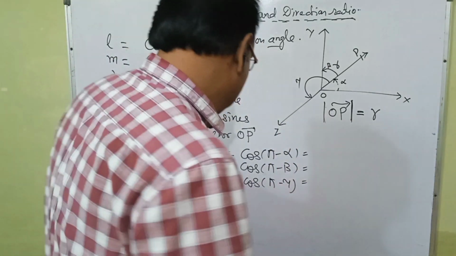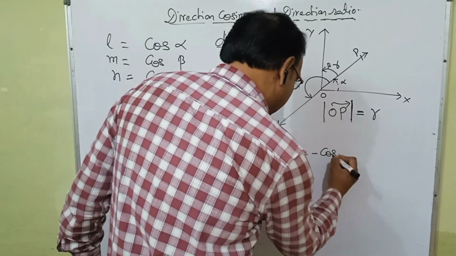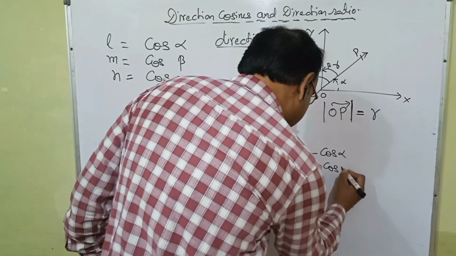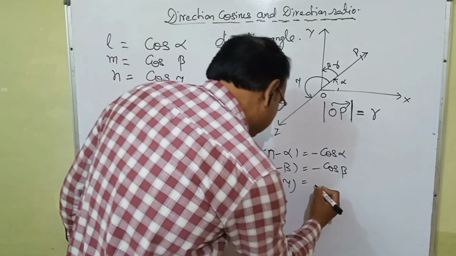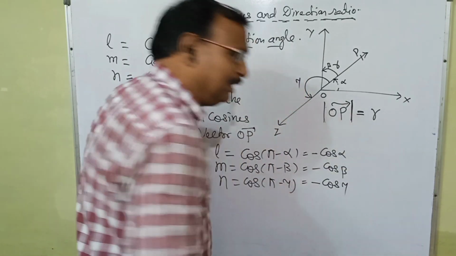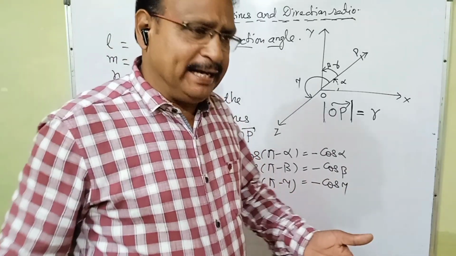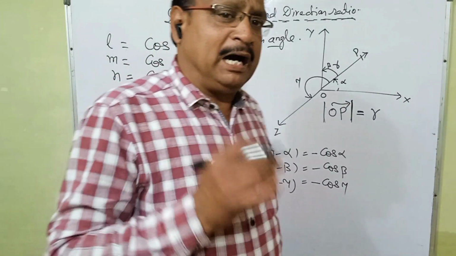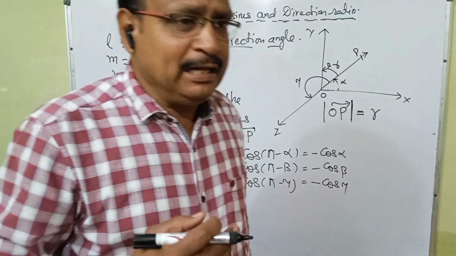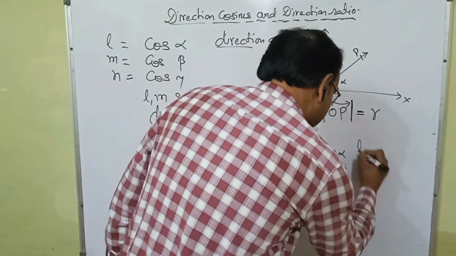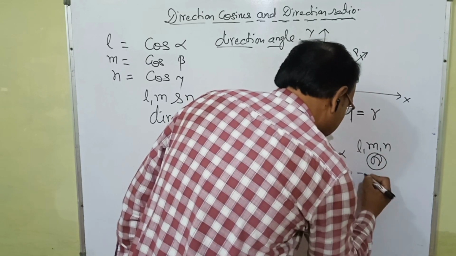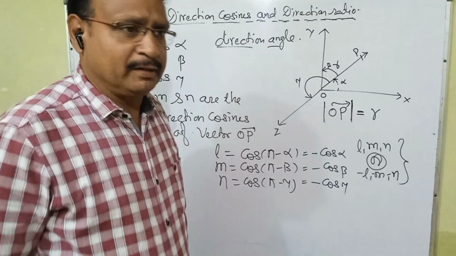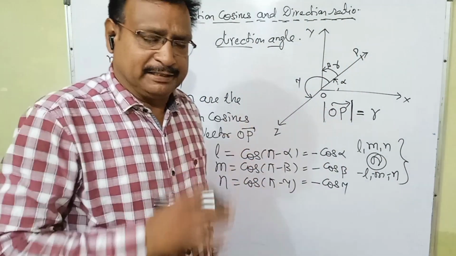By the mathematical principle, cos of pi minus alpha is equal to minus cos alpha. Cos of pi minus beta is equal to minus cos beta. And cos of pi minus gamma is equal to minus cos gamma. In other words, the direction cosines of the OP vector are either L, M, N or minus L, minus M, minus N. These are the direction cosines of any vector.